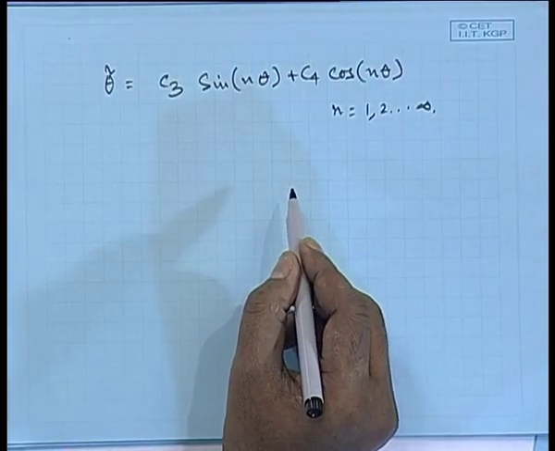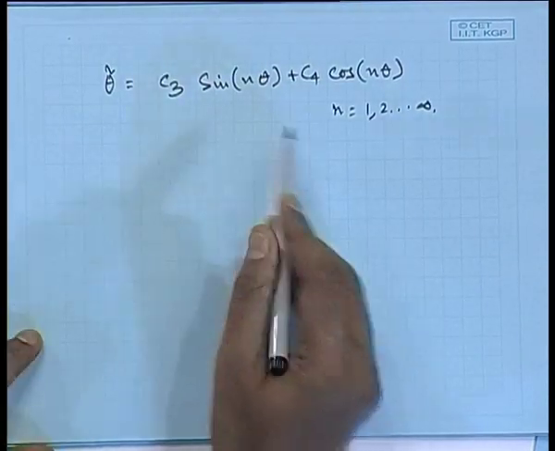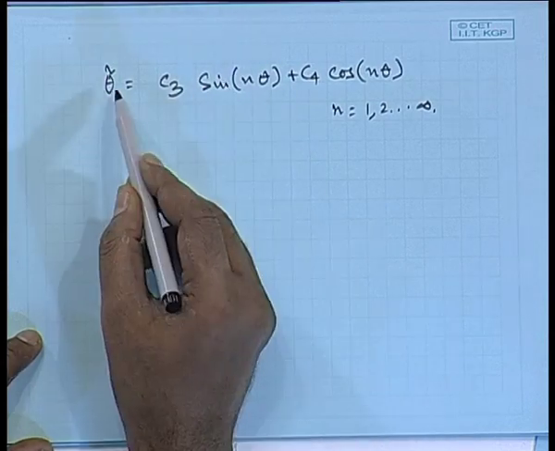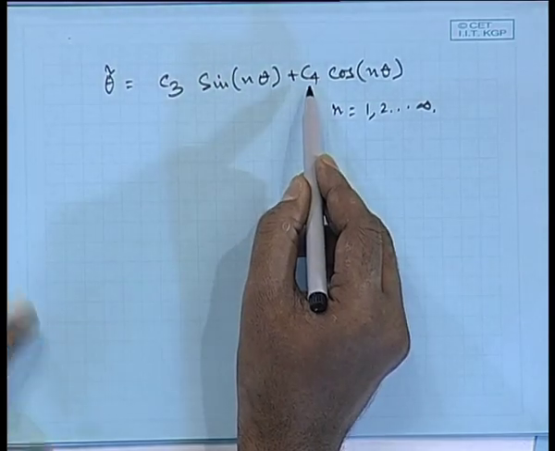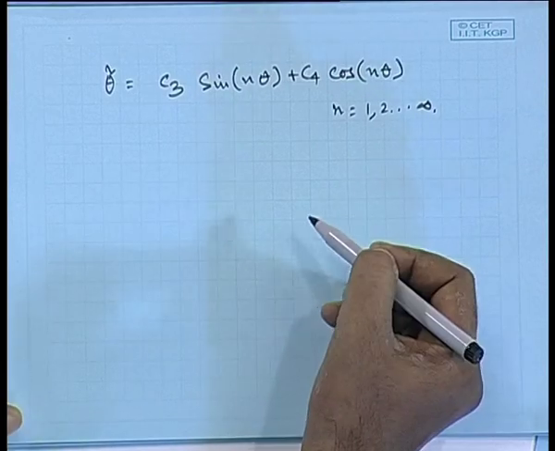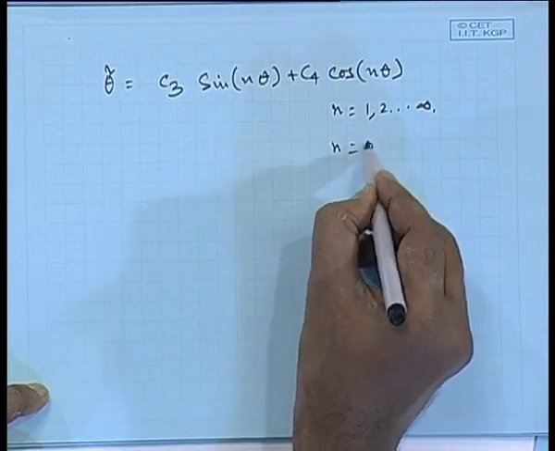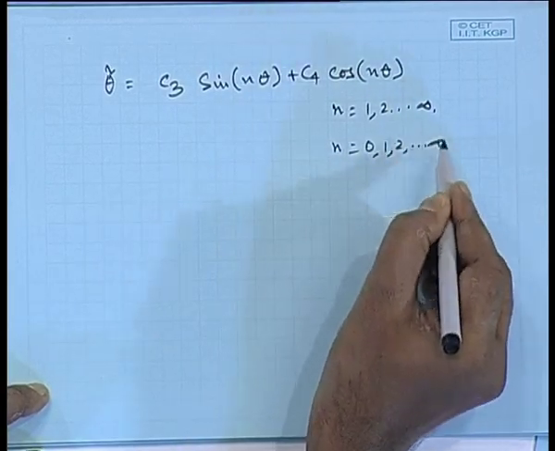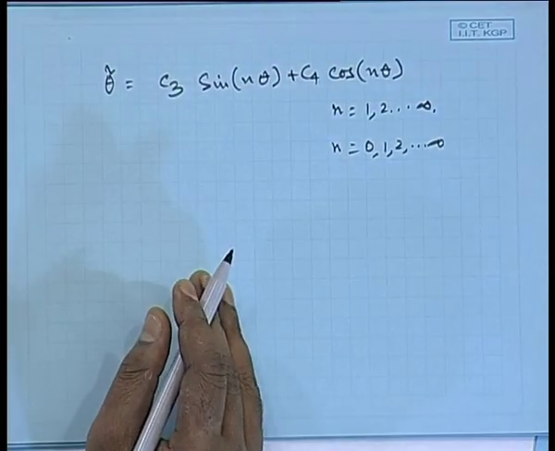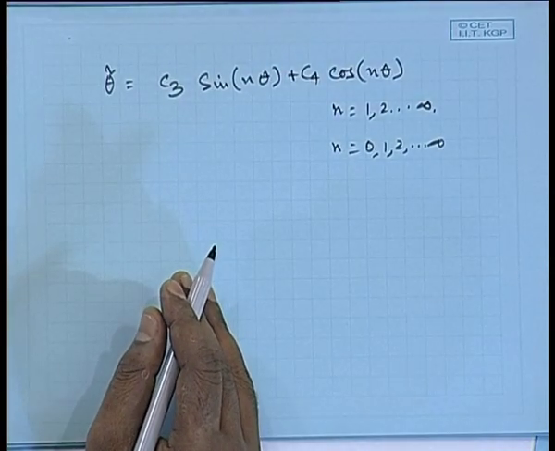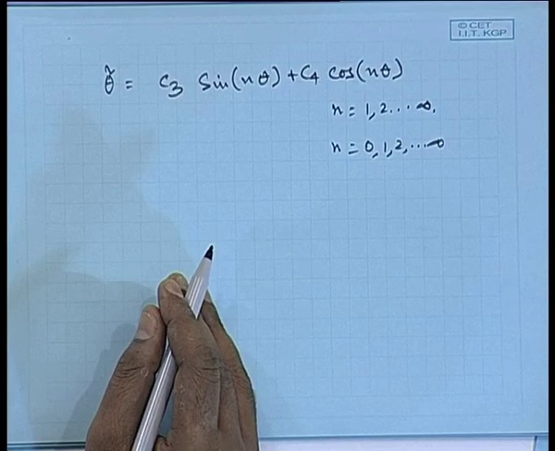Now, if n becomes 0, these terms will be off and theta hat becomes C4, a constant. So, if I write down n runs from 0, 1 to infinity, I will be including that case as well when my constant was equal to 0. Are you getting my point?